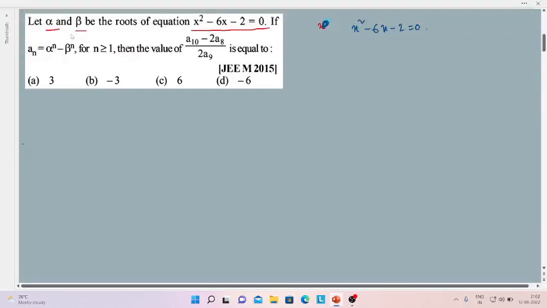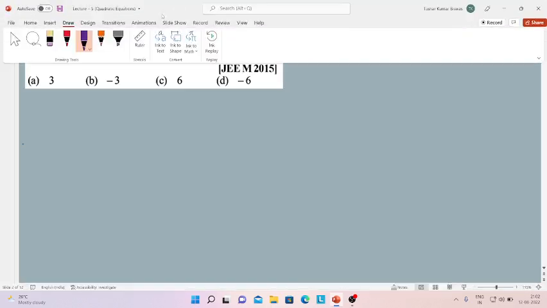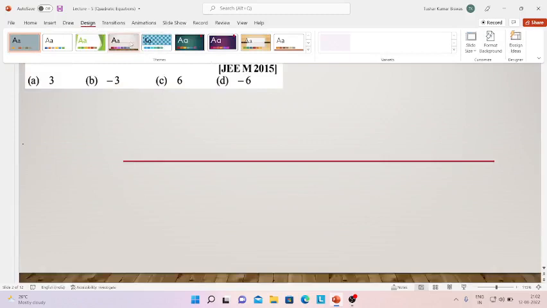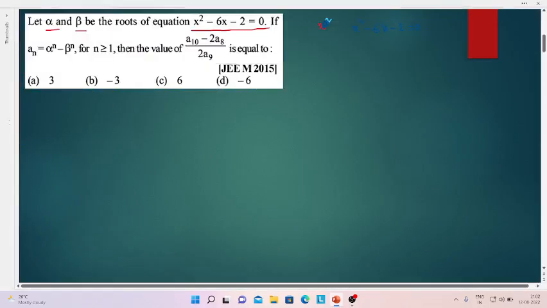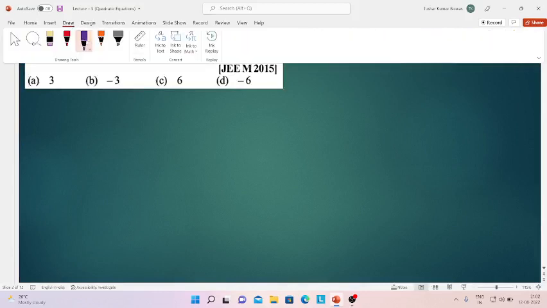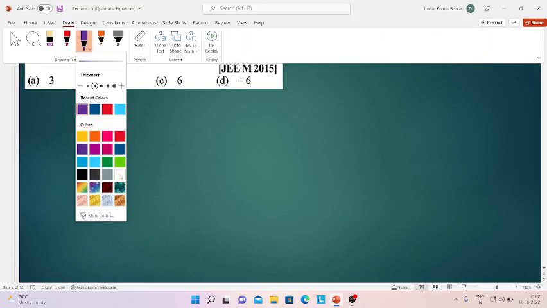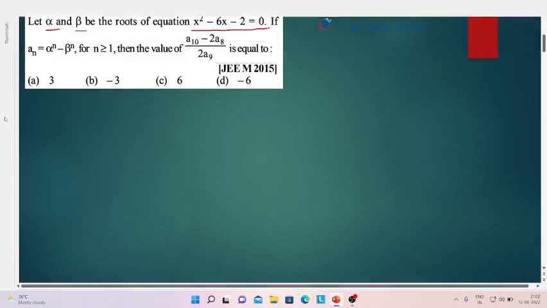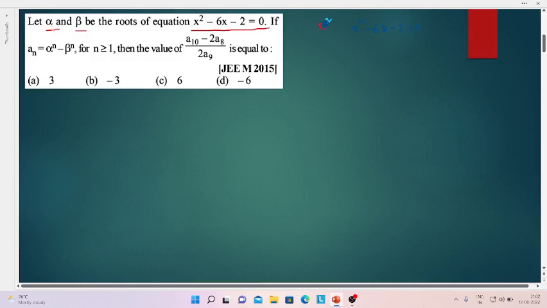So first of all, alpha and beta are the roots of the quadratic equation x square minus 6x minus 2 equals to 0, right? Let me first change the color to something more visible. Wait a second, please. Okay. The question says that let alpha and beta be the roots of the quadratic equation x square minus 6x minus 2 equals to 0, right?